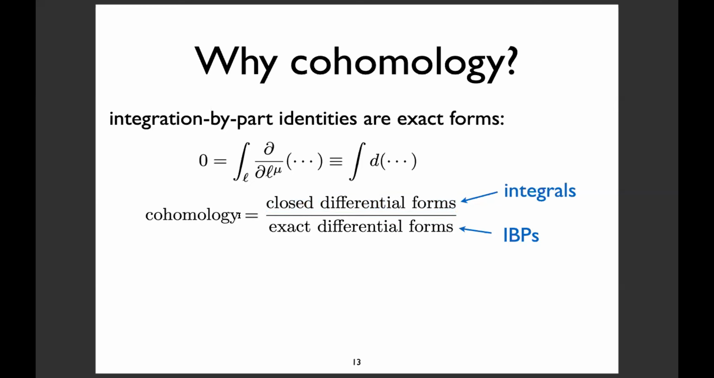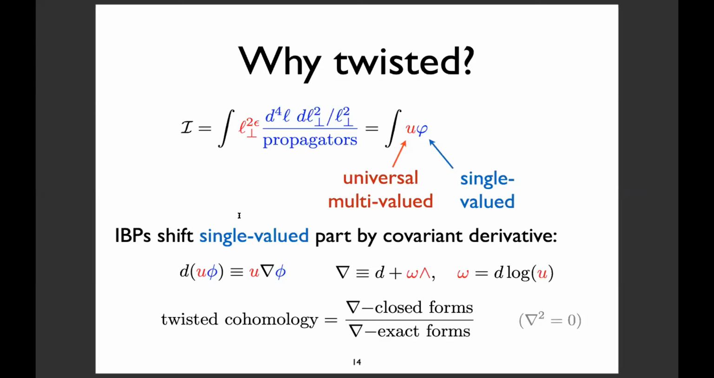So we care about cohomology. Cohomology is a fancy word for saying work modulo integration by part. That was easy to answer. Why is it twisted cohomology?